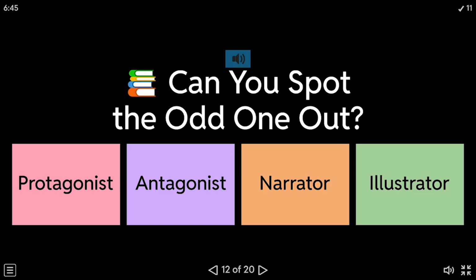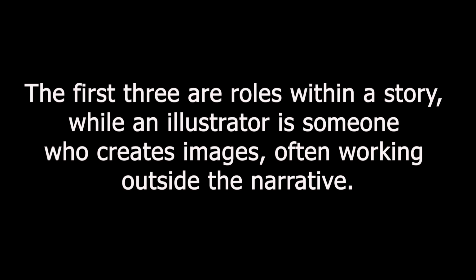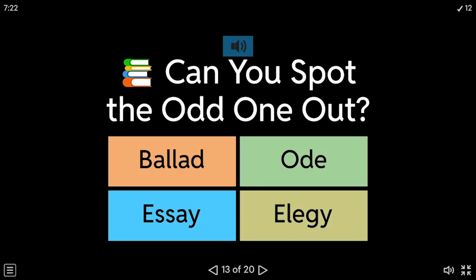Can you spot the odd one out? Protagonist, antagonist, narrator, illustrator. The correct answer is illustrator. The first three are roles within a story, while an illustrator is someone who creates images, often working outside the narrative.